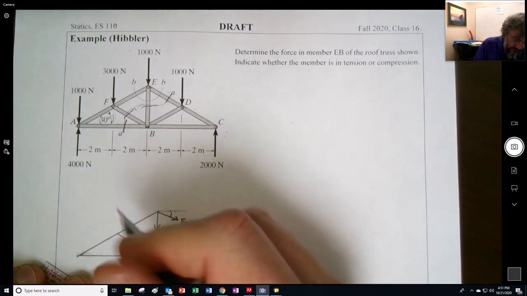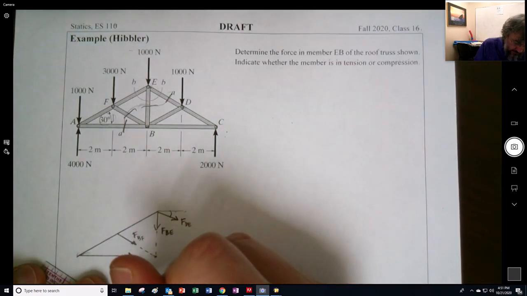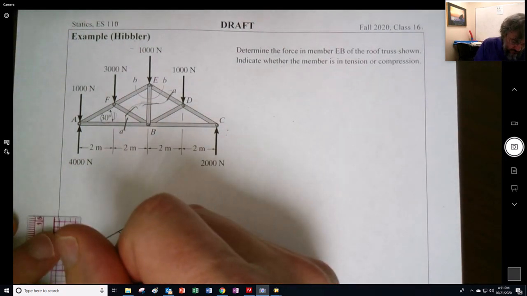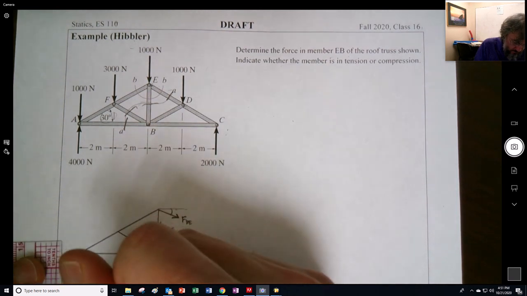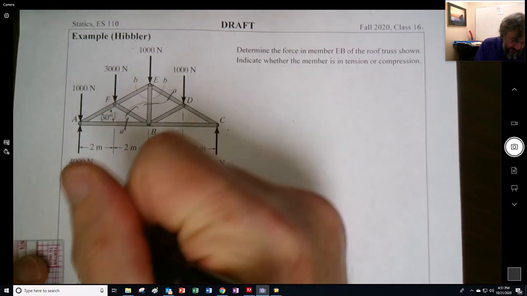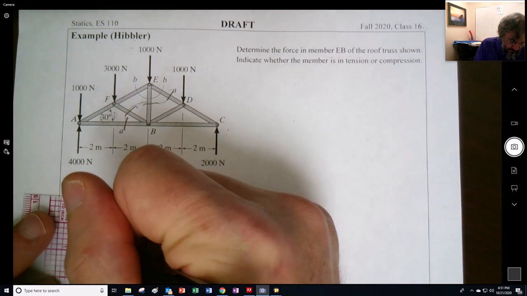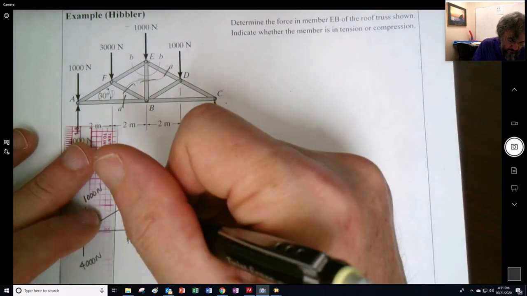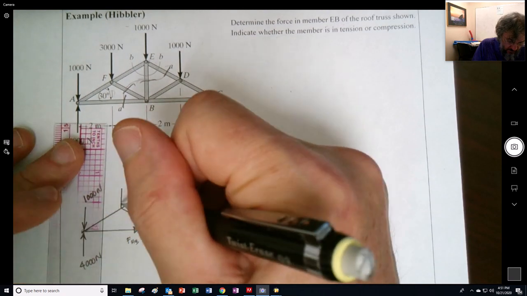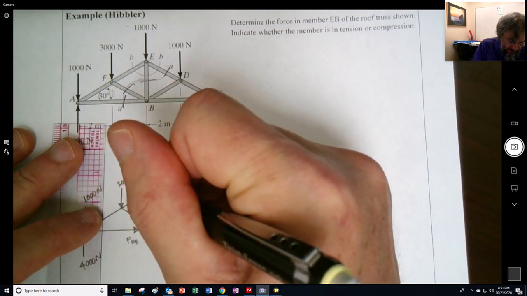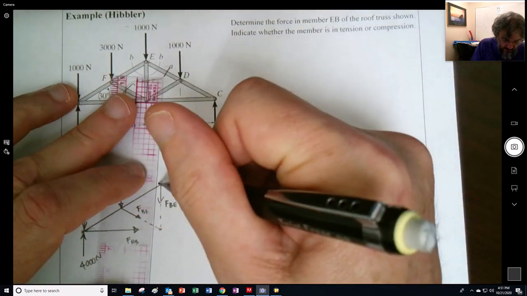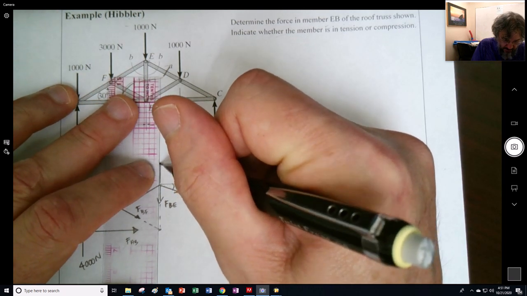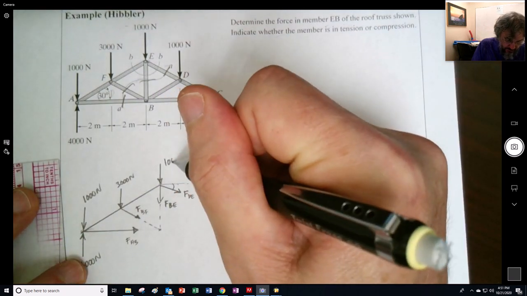FBF. This is FAB. This is 4,000 newtons, 1,000 newtons, another 3,000 newtons. So I wrote it the wrong way the first time I did this problem. And then another 1,000 newtons.